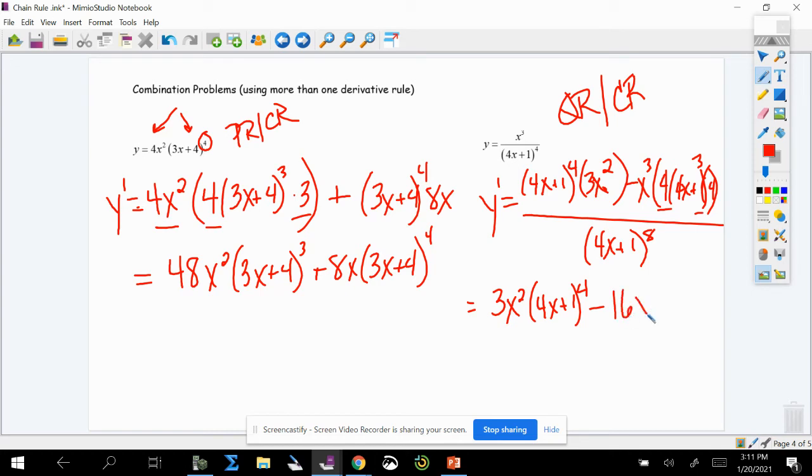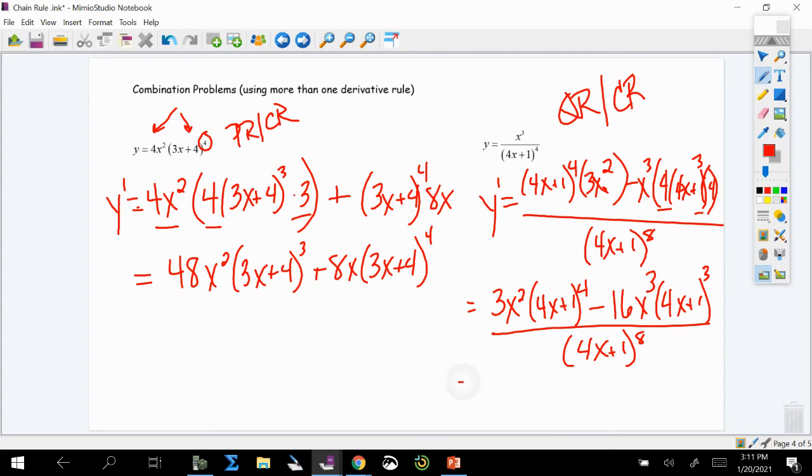So I have 16x to the third, and then a 4x plus 1 to the third, all over 4x plus 1 to the eighth. Now, as far as simplifying, one thing you may see done is every single term in this fraction, both terms in the top and the term in the bottom, have at least a 4x plus 1 to the third. So you could reduce that. You could take everything down by a factor of 4x plus 1 to the third. So that would only leave one 4x plus 1 there.